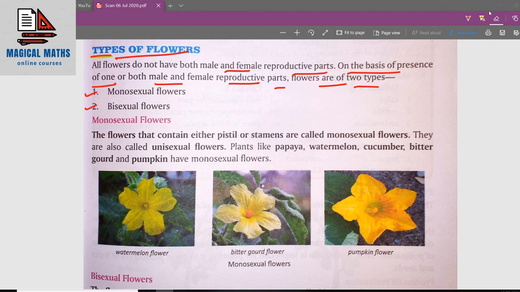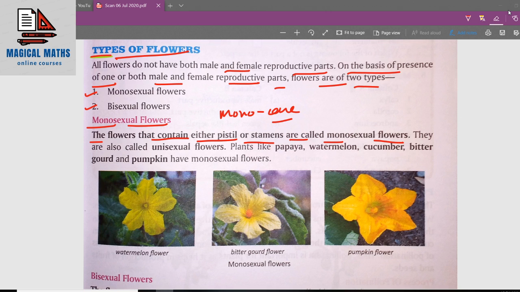First of all, what are monosexual flowers? Mono, students, means one. The flowers that contain either pistil or stamen are called monosexual flowers. I told you in the previous video what a pistil is. If you remember, the pistil is the female reproductive part of a flower and the stamen is the male reproductive part of a flower.